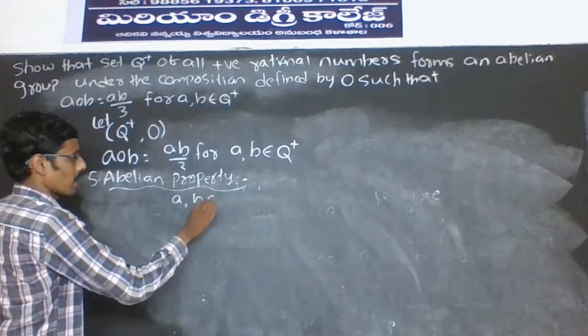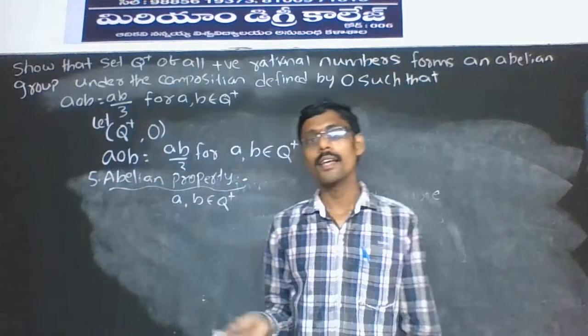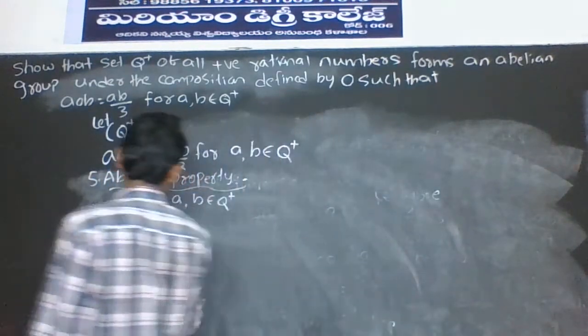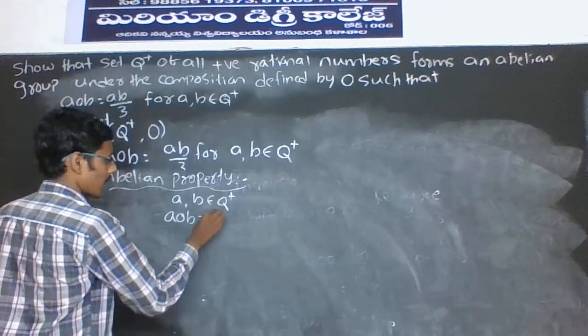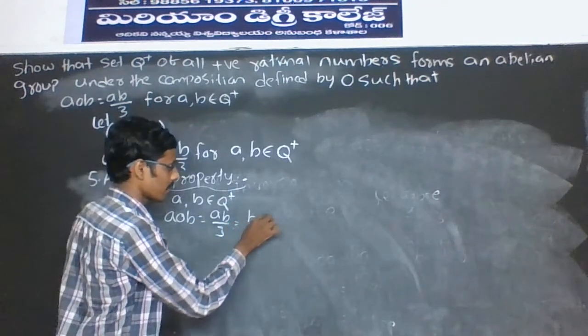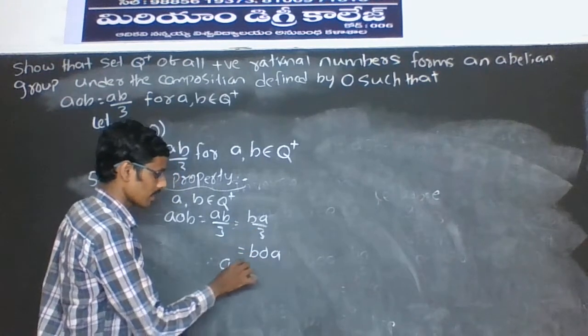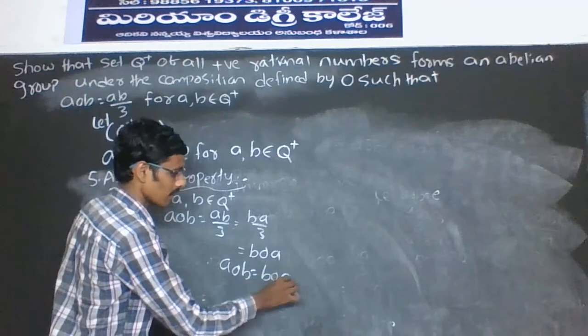Let a, b belong to Q plus. a circle b is defined as ab by 3, which is equal to ba by 3, that implies b circle a. Therefore, a circle b is equal to b circle a.